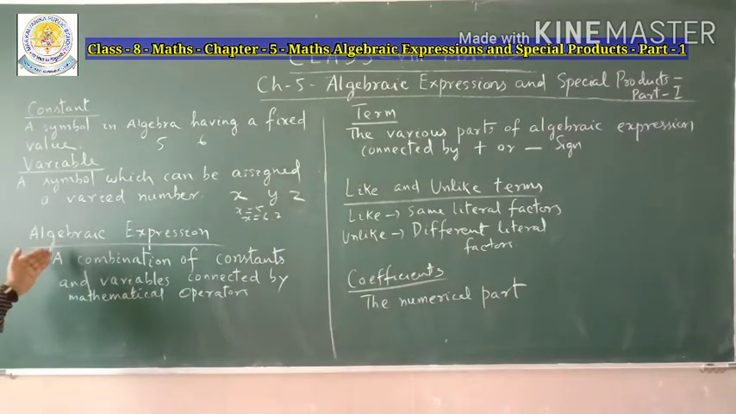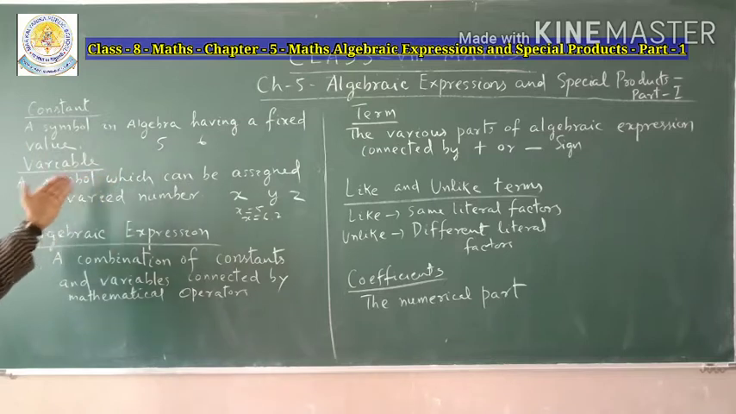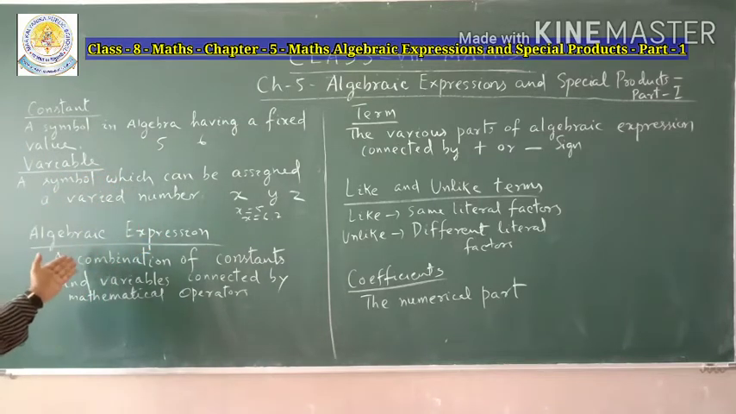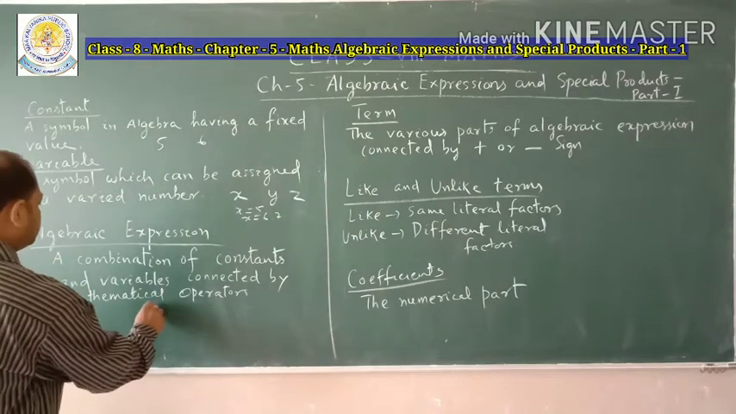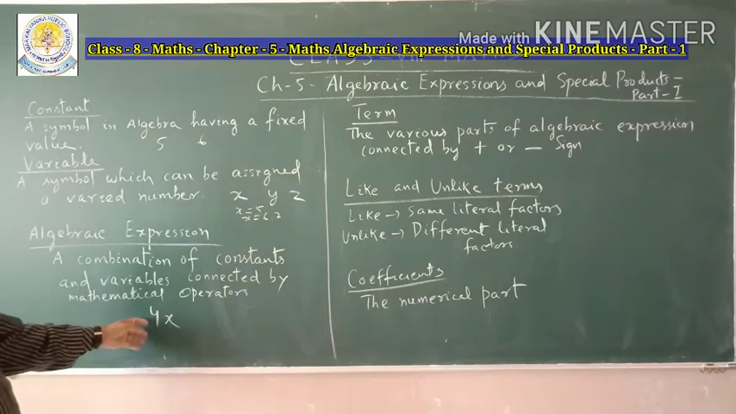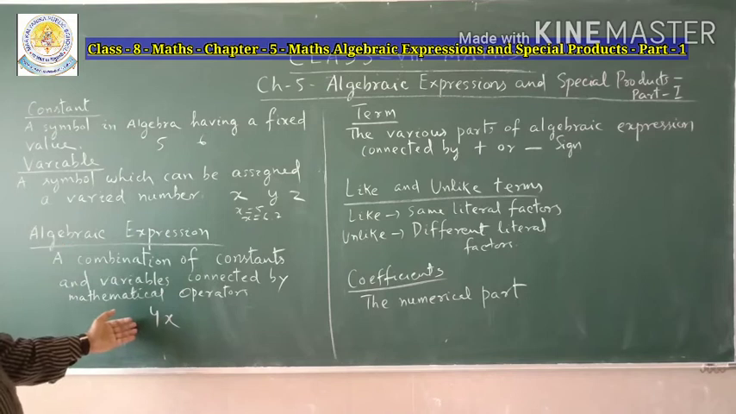Now, what is an algebraic expression? An algebraic expression means a combination of constants and variables. What is a constant? The fixed value. What is a variable? A variable means the number changes. So it is a combination of both. Here I am writing 4x. Here in 4x, 4 is a constant and x is a variable, so it is an algebraic expression.